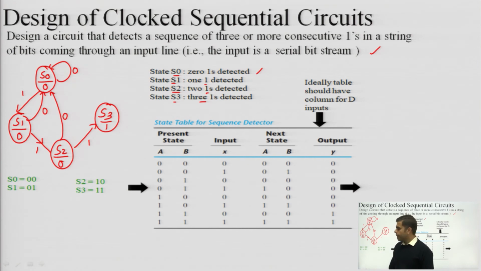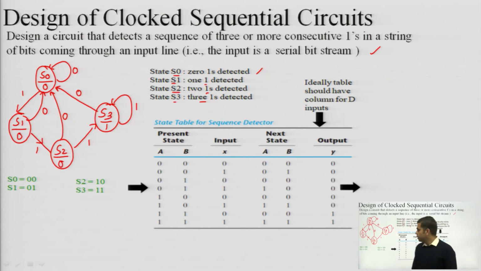Okay. And once I have reached S3, that means 3 ones are there. Now if a fourth one also comes, then output will remain 1, because in those 4 ones, the last 3 ones again form a series of 3 consecutive ones. So if there is a fourth one, fifth one, sixth one, and more ones are coming, then I will remain in this state only. But if input is 0, then I will restart with the S0 state. Okay. So this is the state diagram.